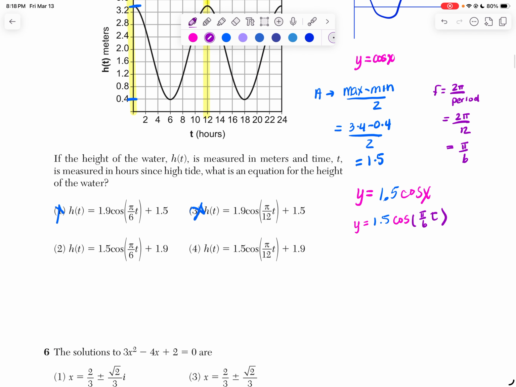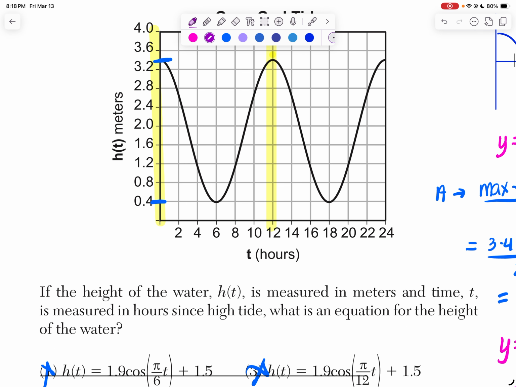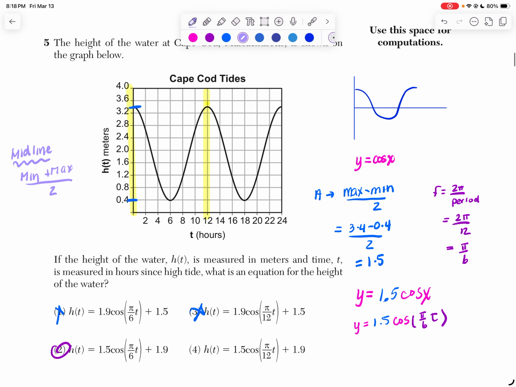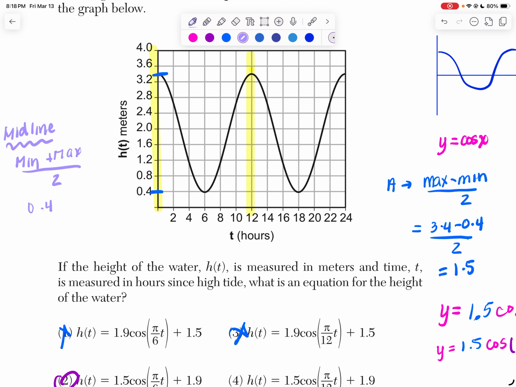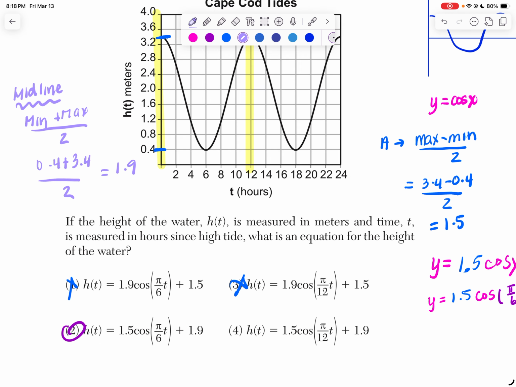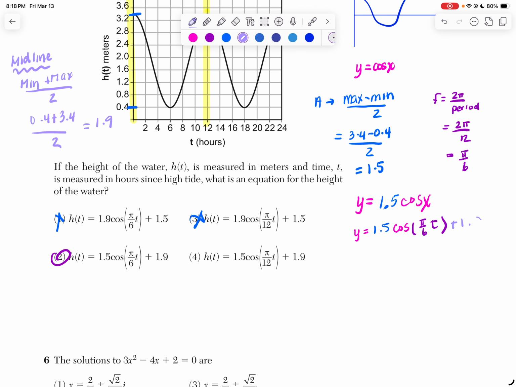Now, we obviously know it's going to be choice 2, but let's figure out how they got that 1.9. That 1.9 is our midline. To find your midline, we're going to use this formula. We do our min plus our max divided by 2. We already know our min is 0.4. Our max is 3.4, and then we divide by 2. When I type that into my calculator, I do get 1.9. So for this question, it is choice number 2. And I should put my 1.9 at the end.